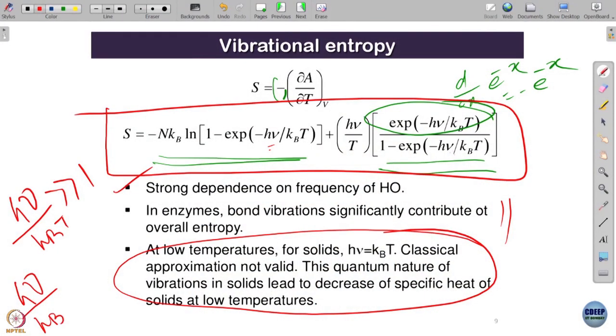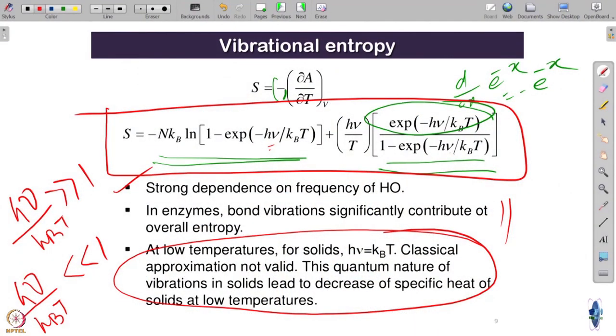Now let me consider the other limit, that h nu by kBT is much less than 1. Believe me, there are cases like that in collective modes. In water, in many cases, they are 10 centimeter inverse, 20 centimeter inverse, and in solids, there are modes of less than 10 centimeter inverse, and they play a very important role. Amazingly, nobody thought that they would play such an important role, but they do, and I'll come to that in a minute.